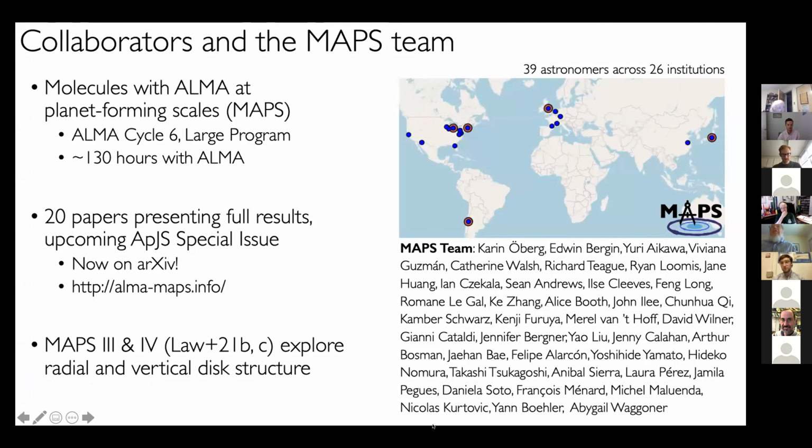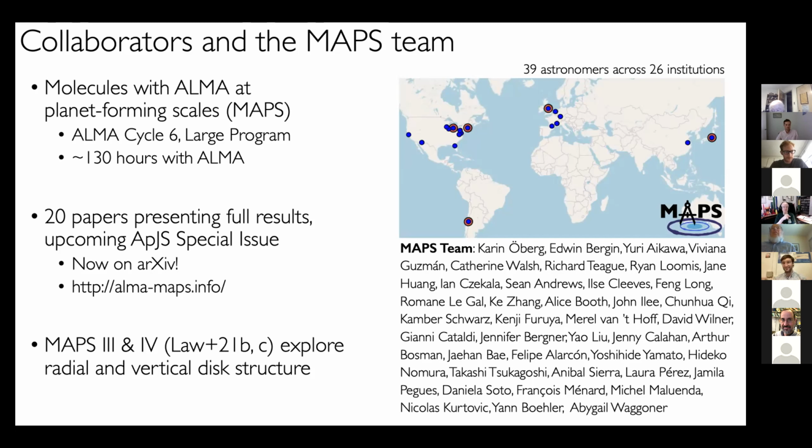Okay, so just a quick word about the MAPS program in general. This was an ALMA Cycle 6 large program led by Karen Oberg. And in total, it was 130 hours of observing time with ALMA. So substantial commitment by ALMA to look at these targets. And none of the work I'd be able to show today was without the hard work of all of the team members here. So we have 39 astronomers across many institutions, 8 different countries. And it's really their tireless efforts over these last 2 years that I'm able to show you anything today.